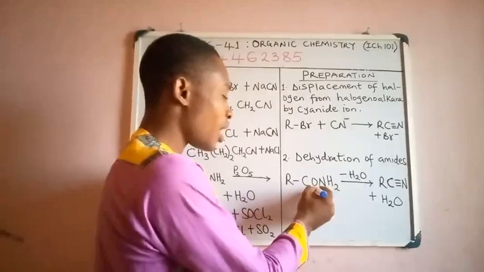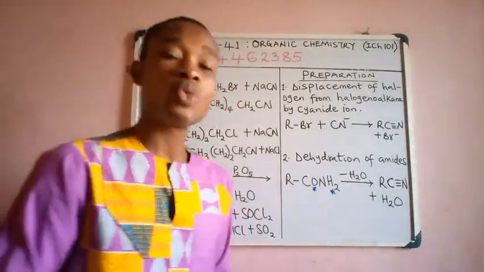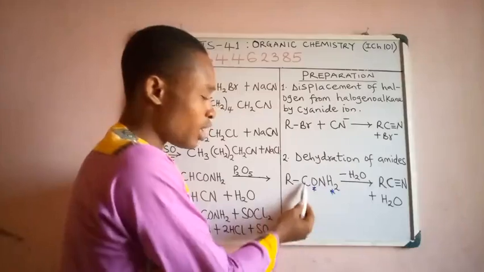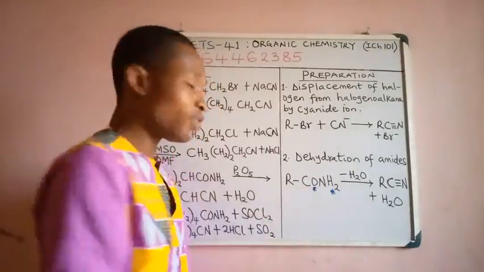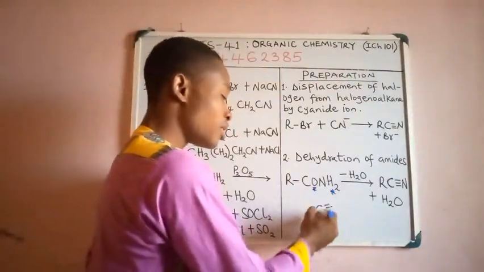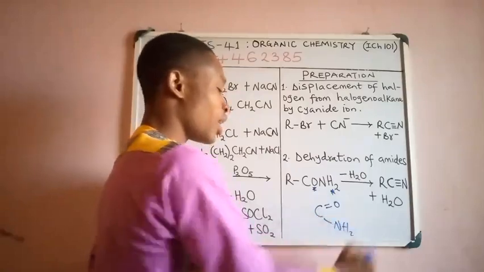So this oxygen will react with this hydrogen to give you water, and it will be eliminated. Of course, if this is eliminated, you'll be left with CN. And don't forget, the triple bond will be introduced here as usual, as we know, because the CONH part is generally written like this. Okay?